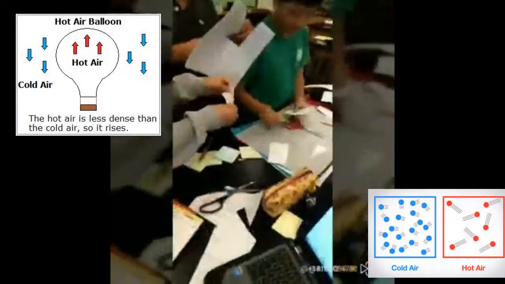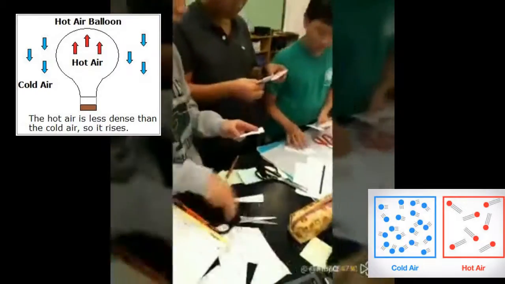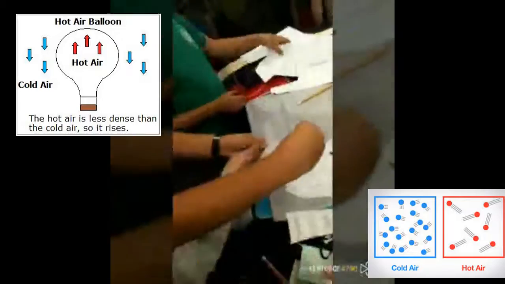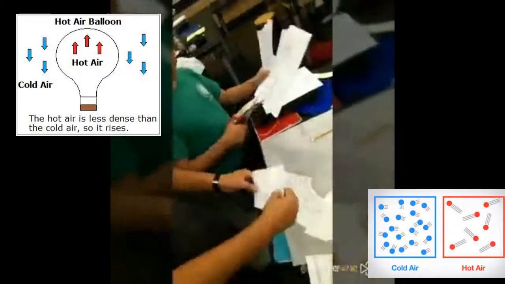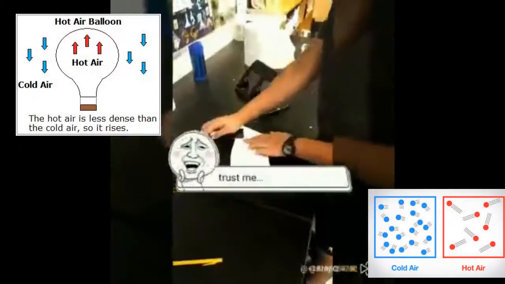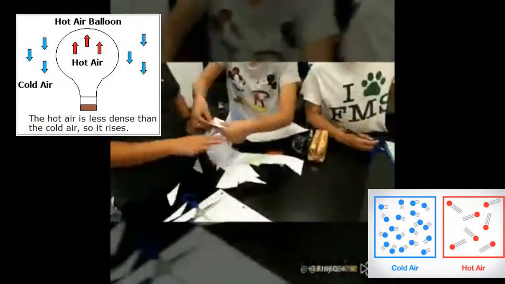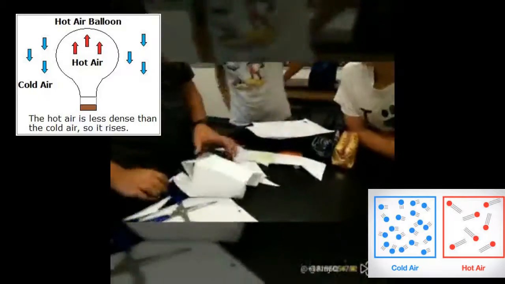Hot air balloons float. Hot air balloons float because the hot air inside the balloon is less dense than the cold air outside the hot air balloon. Hot air molecules move faster than cold air molecules, causing them to be less dense. Also, hot air balloons are very light compared to their volume, which allows the balloon itself to have less density.